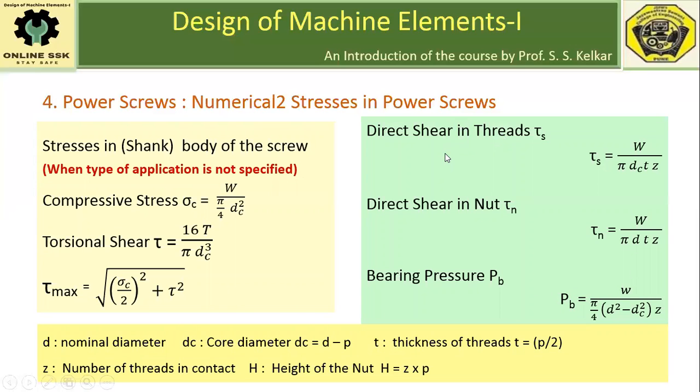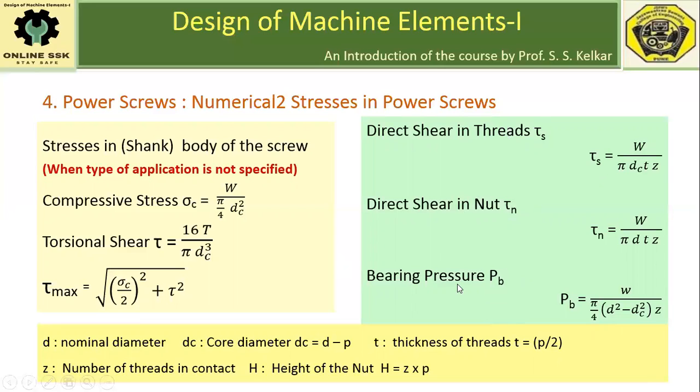Now we have already discussed that as far as stresses developed inside the power screws are considered, we have to deal with them at two different levels: at the level of the body of the screw, which is also called the shank of the screw, and at the level of the threads of the screw. As far as the stresses developed inside the threads of the screw are concerned, there will be direct shear stresses at the threads of the screw, direct shear stresses at the threads of the nut, and bearing pressure at the interface of the nut and the screw.